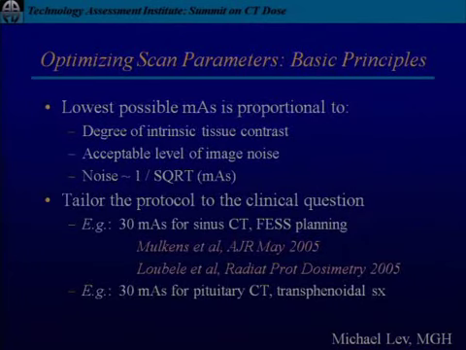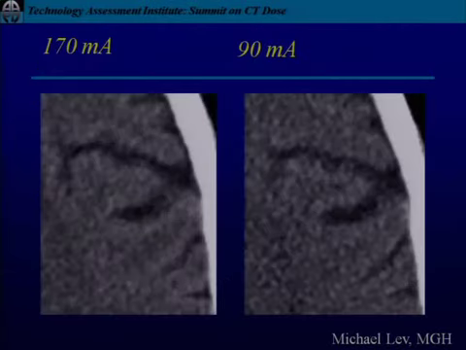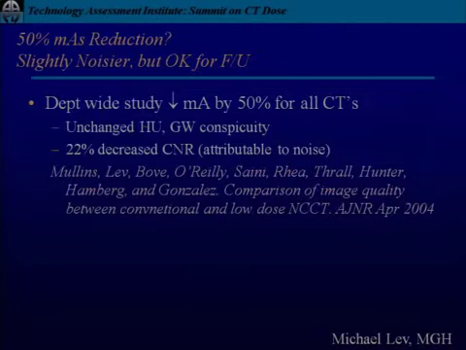Okay, so use the lowest possible mAs proportional to the degree of intrinsic tissue contrast and acceptable level of noise. So as I said, for example, for doing a sinus CT, you don't really need a high mA. Even as low as 30 mAs is sufficient. Also, when the mA is reduced by a factor of half, the image quality goes down by a factor of about square root of 2. So most things are still perceivable even at low dose. There was a study that was done at our institution where on most head CTs, if you reduce the dose by 50%, you really would not miss much.